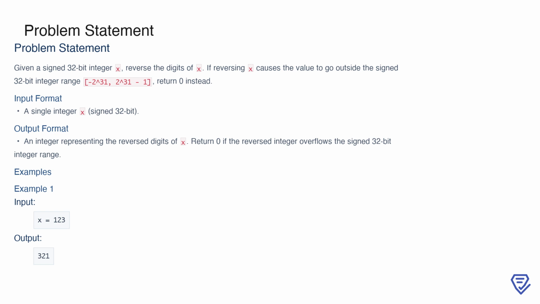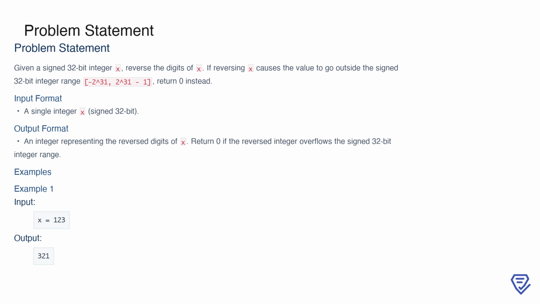The problem asks us to reverse the digits of a signed 32-bit integer, which means the number can be either positive or negative. However, if reversing the number causes it to go outside the valid range of signed 32-bit integers, which is from -2 to the power of 31 to 2 to the power of 31, we need to return 0 instead of the reversed number. The input is a single signed 32-bit integer x, and the output is the reversed integer, provided it stays within the valid range. Let's look at an example.